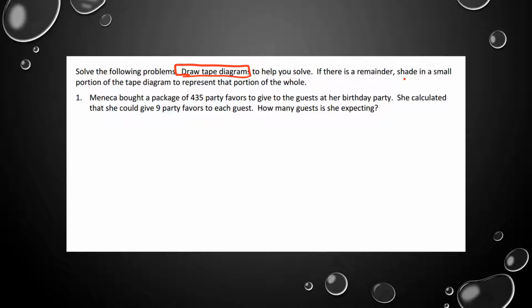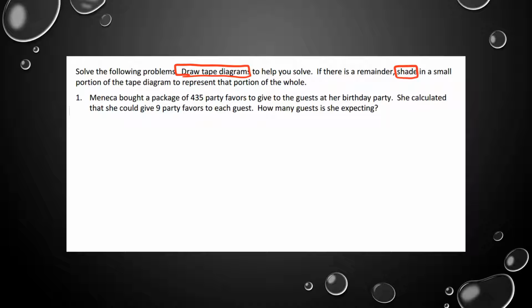If there is a remainder, shade in a small portion of the tape diagram to represent the portion of the whole. So the two things we have to do is to draw tape diagrams, and if there's a remainder, we need to shade in the small portion of the tape. Now we can CUBE the actual problem.